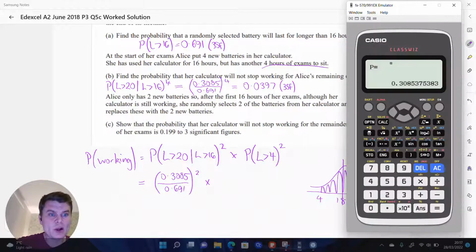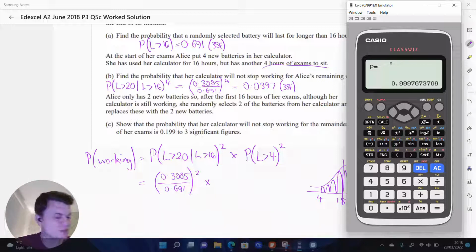So using our ClassWiz, we go to distribution, and it's a normal CD, and this time our lower end is 4, upper I use 1 times 10 to the power of 99 because that's a nice big number. Standard deviation is 4, and the mean is 18. Okay, so we've got 0.999767. I'll go that far.